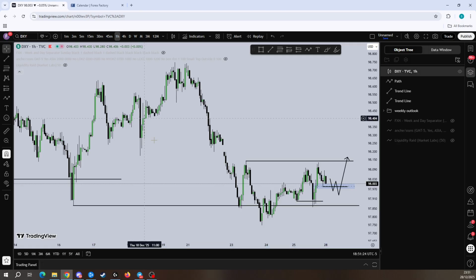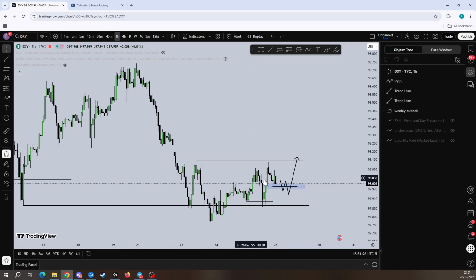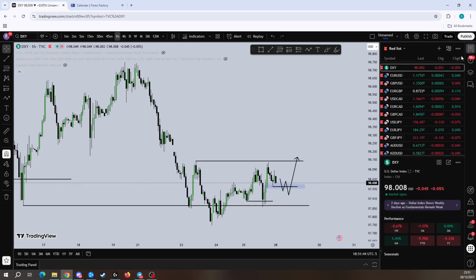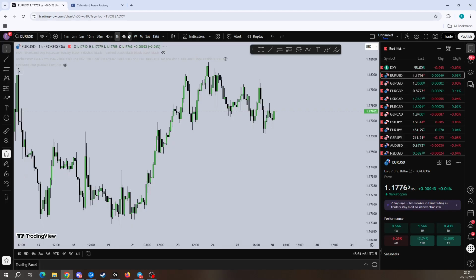So yeah, this is what I'm looking out for early in the week. And early in the week we do have FOMC minutes, which could also give the push. If we don't get that on Monday, if Monday just consolidates, then Tuesday could, with the news, give us that push higher before looking for shorts. But yeah, same thing on Euro.